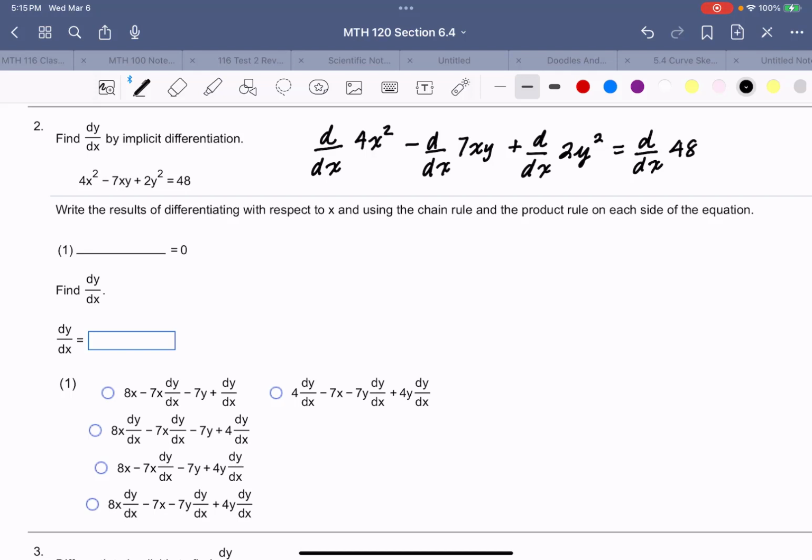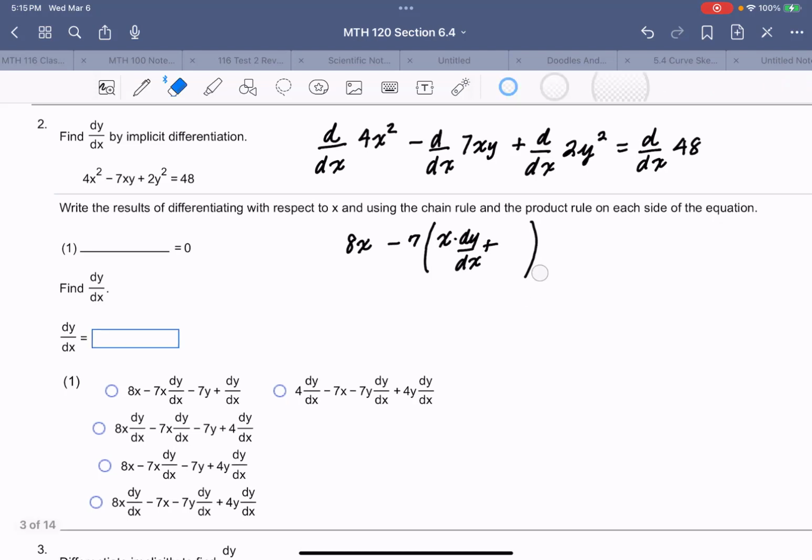So the derivative with respect to x of 4x squared is just 8x, right? The derivative of x would be a 1, and we don't have to continue to do anything there. Here we're going to have a minus 7, and I need to use the product rule on the inside. So it's the first x times the derivative of y with respect to x plus the second, which is y, times the derivative of x with respect to x, it's just going to be a 1.